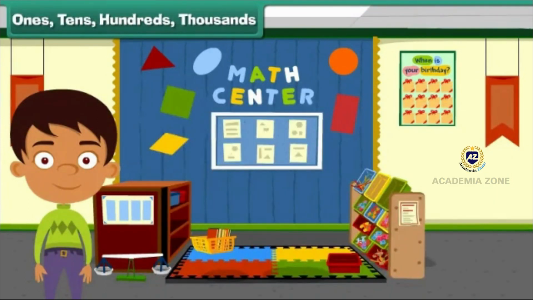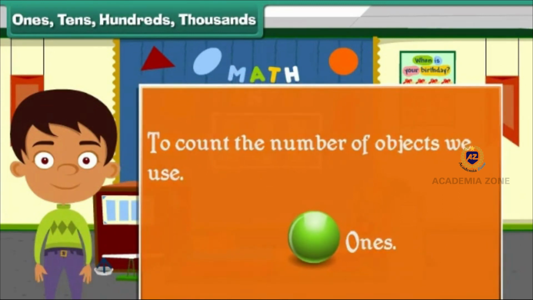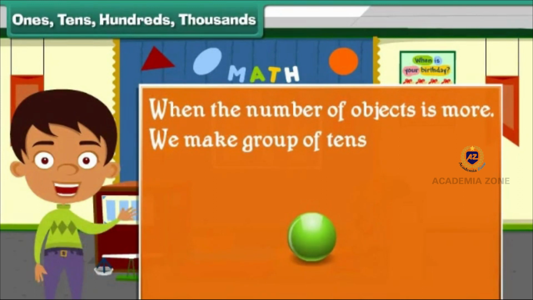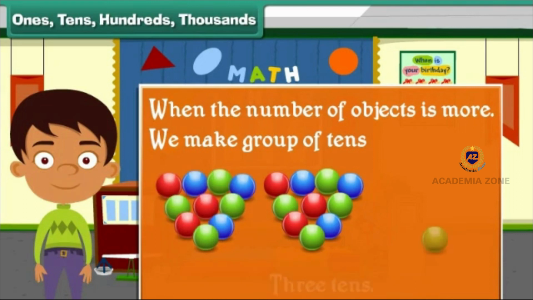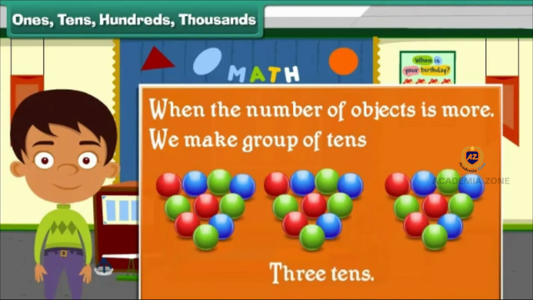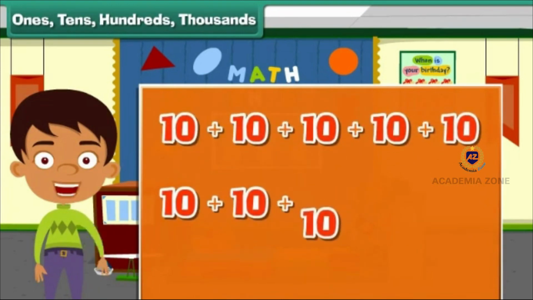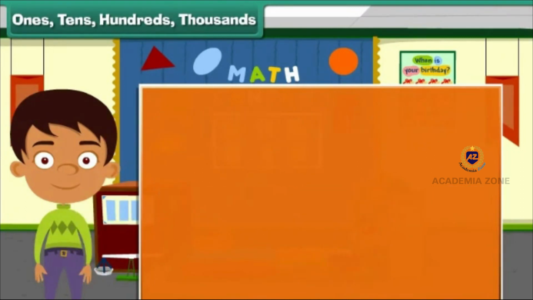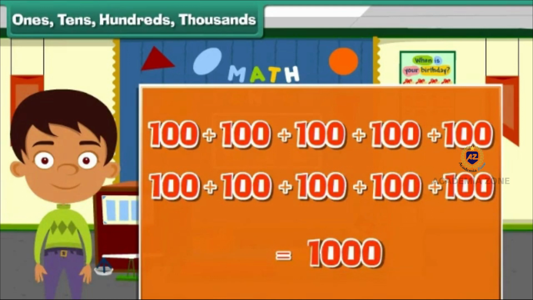Ones, tens, hundreds, thousands. To count the number of objects, we use ones. When the number of objects is more, we make groups of tens and count them as 1 ten, 2 tens, 3 tens. What if there are lots of tens? We make a group of 10 tens and call it hundreds. When we have 10 hundreds, we call it 1,000.